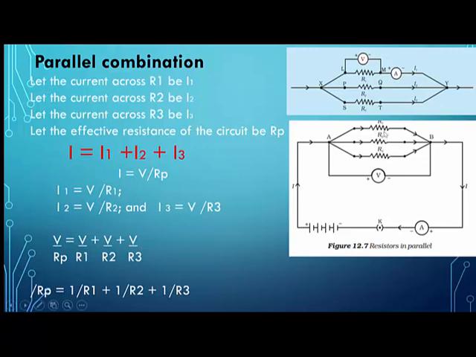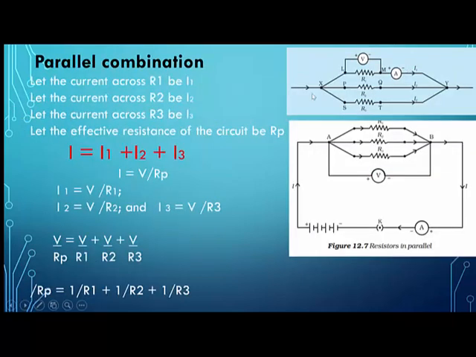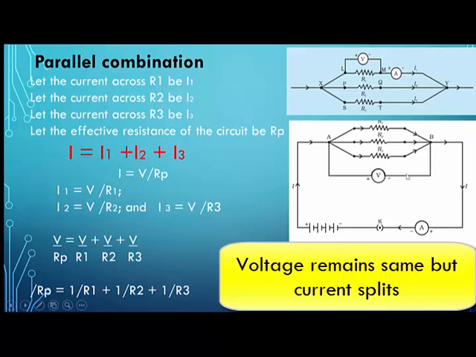We can't say let V1, V2 and V3 be the voltage. In this case the voltage is going to remain the same, but the current will not be the same. What happened in the case of series combination? The current was the same. The current here was I, the current here was I, but the voltage was different. Voltage across all the three resistances is different: V1, V2, V3. But in parallel combination, the voltage is going to remain the same. This is one common voltage across all three, but the current is going to be different.